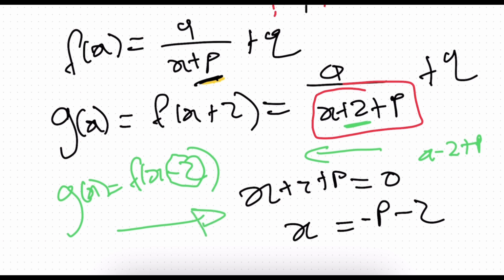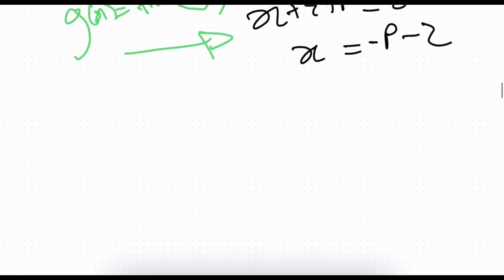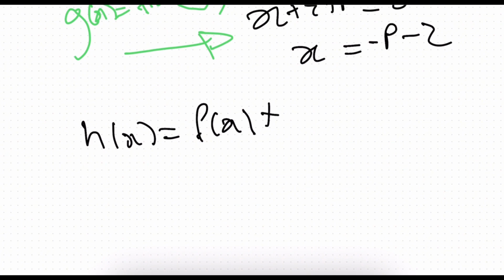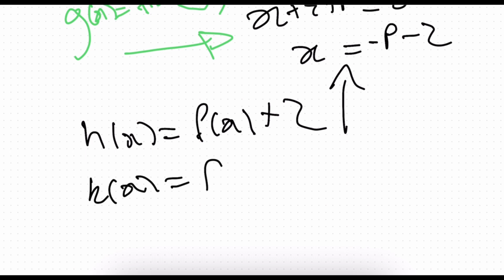And then if they said your h at x is equal to f at x plus 2, what does that mean? That means your graph is shifted 2 units upwards, né? And if they said k of x is equal to f at x minus 2, that means your graph is shifted 2 units downwards. So those are the shifts that you need to know in your hyperbola.